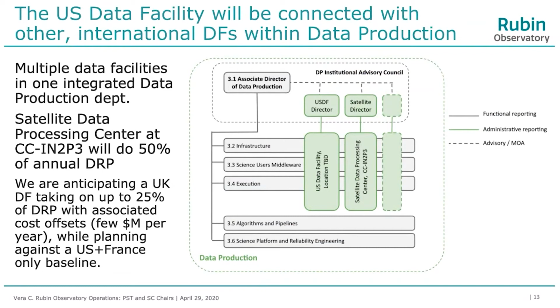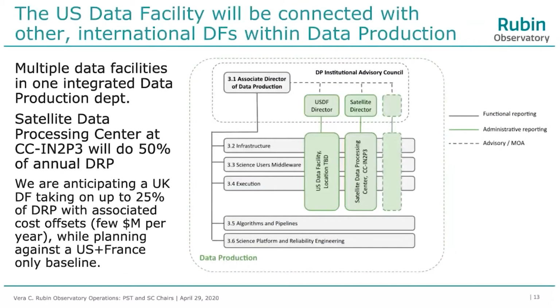And so the idea is that these modules can be fitted together into the data production department in the way you see. The administrative heads of those data facilities will have a direct line to the AD for data production, and then they'll provide staff that are in touch with each other through the teams in the department.